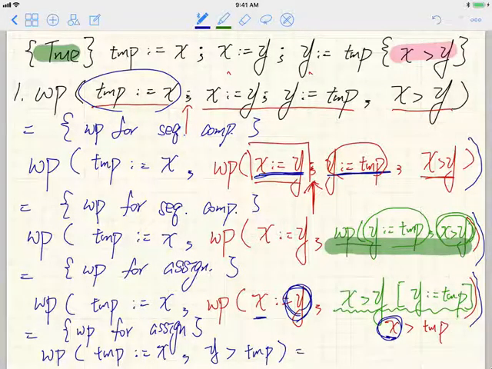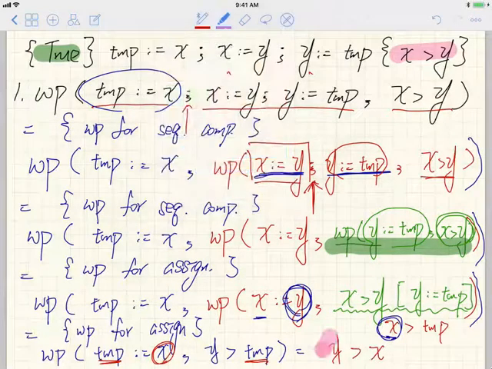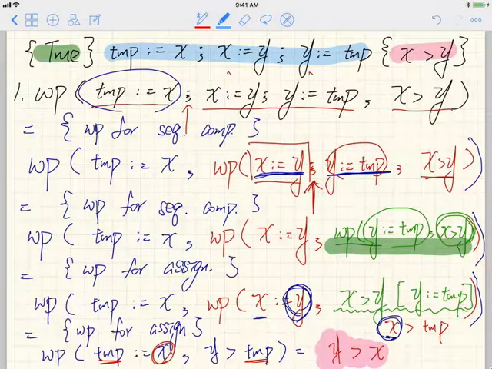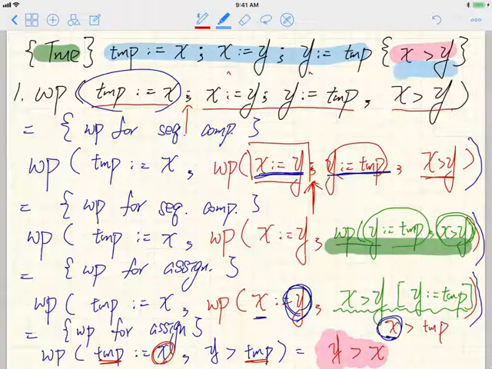Finally, how do we simplify this blue part over here? Again, we can apply the rule for assignments. Okay, how do we do that? Over here, we're going to replace every occurrence of temp by X. That's what we're going to do. Finally, we're going to get Y larger than X. So this is the final answer. That means in order for you to execute this block of implementation to establish the post condition over here, the weakest precondition is Y larger than X.